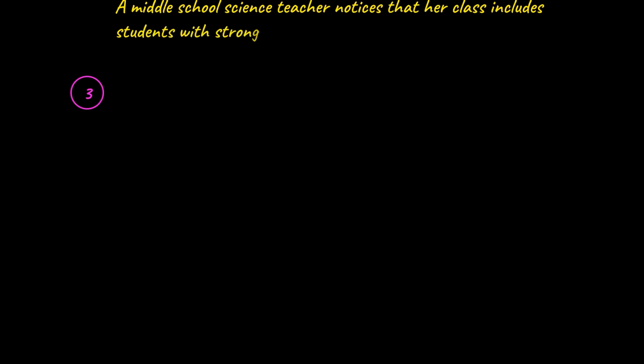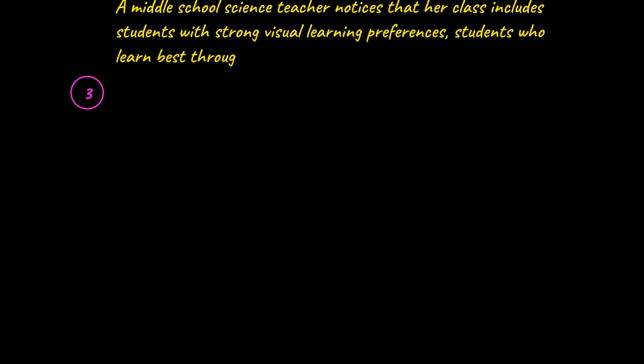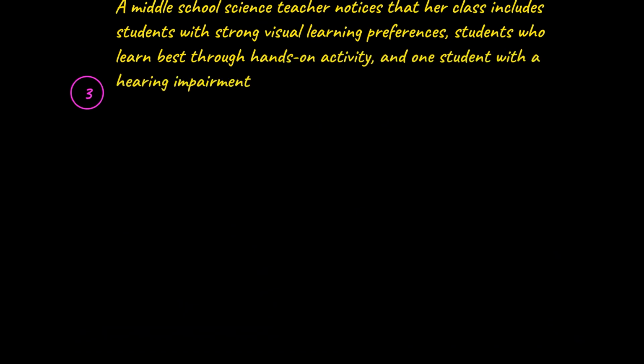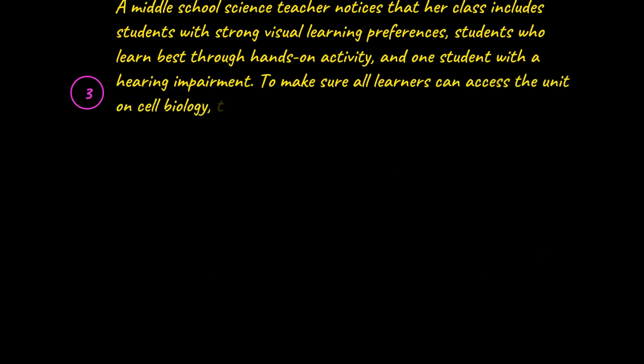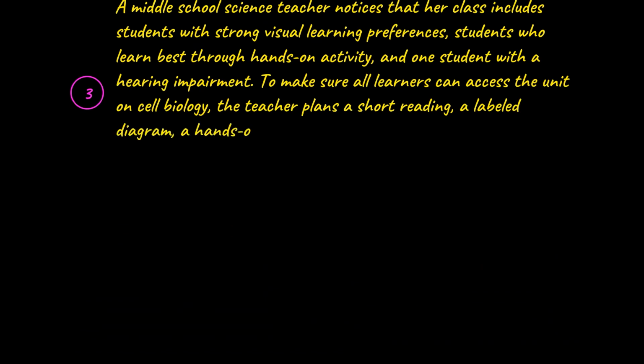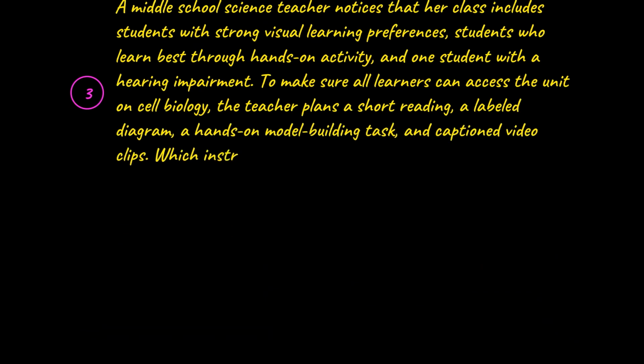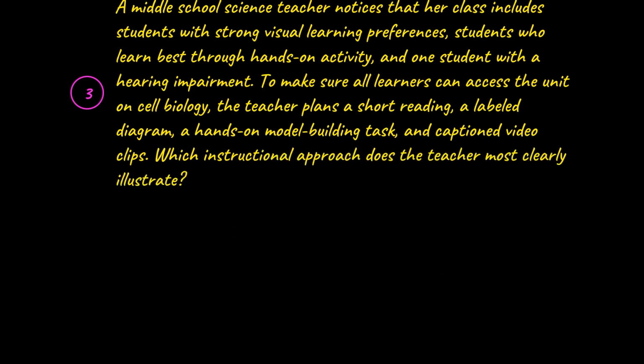Question 3. A middle school science teacher notices that her class includes students with strong visual learning preferences, students who learn best through hands-on activity, and one student with a hearing impairment. To make sure all learners can access the unit on cell biology, the teacher plans a short reading, a labeled diagram, a hands-on model building task, and captioned video clips. Which instructional approach does the teacher most clearly illustrate?